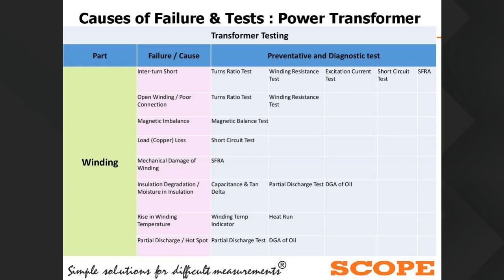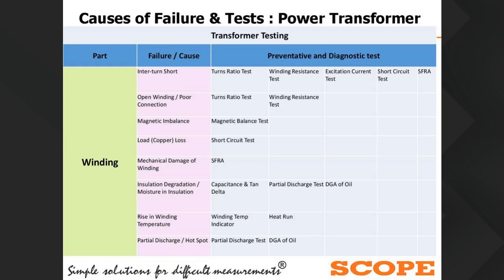Here are the tests that we need to carry out. To find an interturn short, we do the turns ratio test, winding resistance test, excitation current test, short circuit test, and SFRA. Similarly, for open winding and poor connections, we can check with the turns ratio test and winding resistance test. Similarly, other remaining tests check the exact reason behind the failure. The SFRA test checks mechanical damage in the winding, then capacitance and tan delta, then partial discharge to check insulation degradation or moisture content in the insulation.